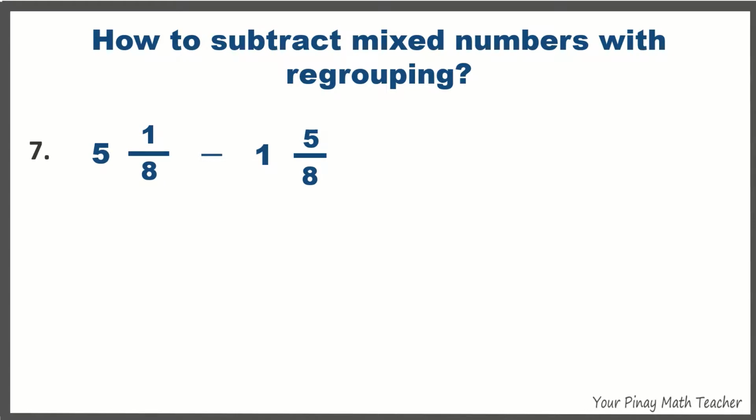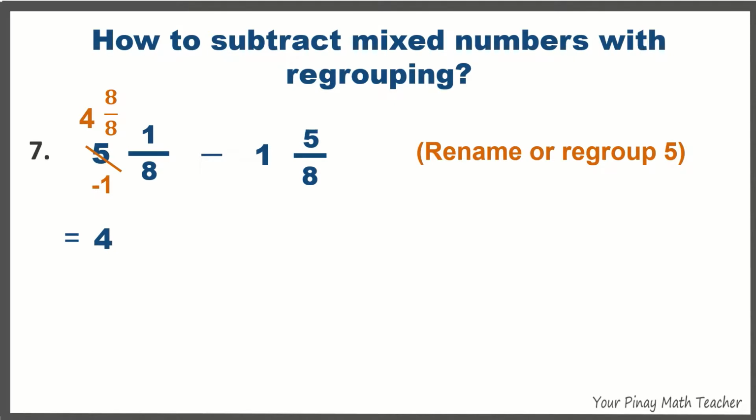Number 7. 5 and 1/8 minus 1 and 5/8. Here we cannot subtract 1/8 by 5/8. So we have to rename or regroup 5 by borrowing 1 from it. 5 minus 1 is 4. And the one that we borrowed must be returned and expressed in terms of the denominator 8. So it is 8/8. Now you bring down 4 and then add 8/8 and 1/8. So we get 9/8. Then bring down minus 1 and 5/8.